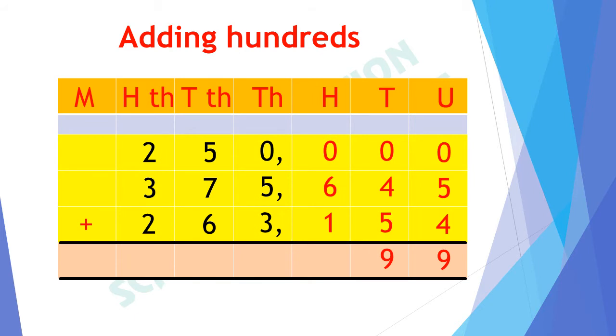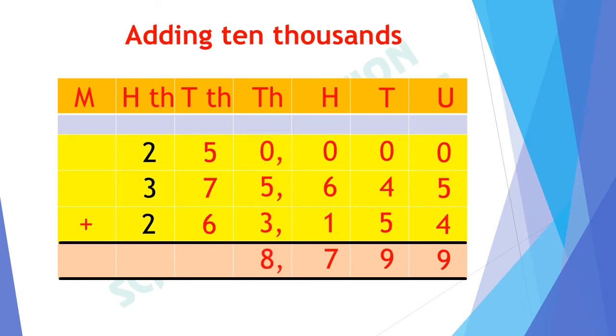Now we will move towards hundreds. In 0, we will add 6. In 0, if we add 6, we get 6. In 6, if we add 1, we get 7. Now we will move towards thousands column. In thousands column there is 0 and 5. If we add 0 and 5, we get 5. In 5 we will add 3 and we get 8.